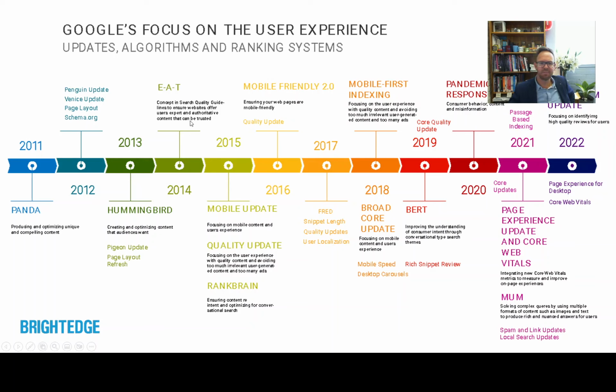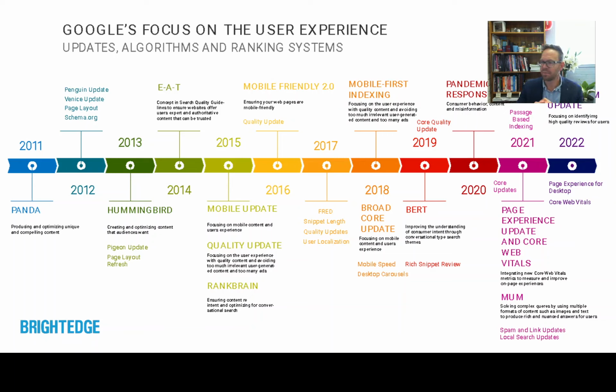2014 they had the EAT concept. This is still fairly common or popular in search engine optimization, but it's a bit old now. So it's the concept of search quality guidelines to ensure websites and users experience authoritative content that can be trusted. So it's expert, authoritative, and trusted. And that's where the backlinks come into it, right? That's what they use for there.